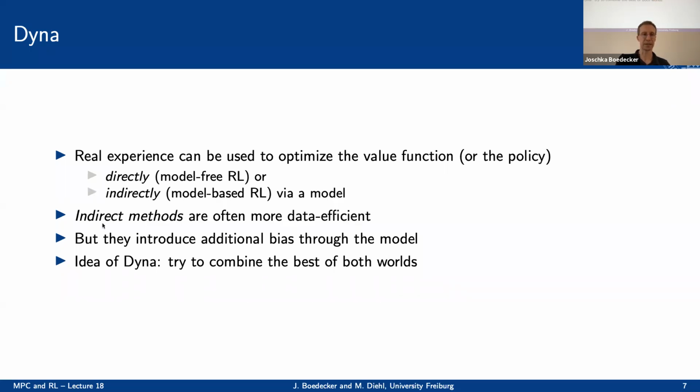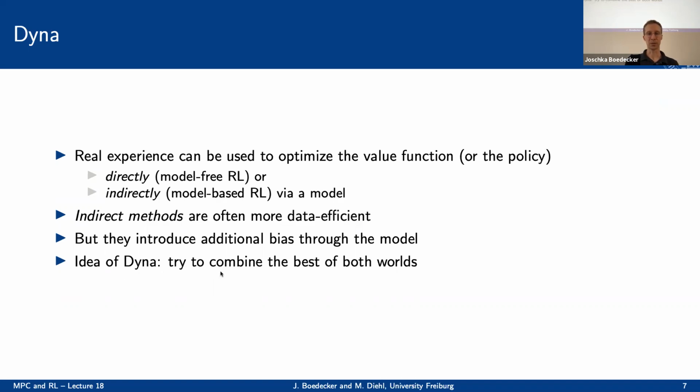And as I said, these indirect methods tend to be more data efficient. You need to have less real interaction with the real environment because, once your model is trained to a reasonable degree, you can generate data that is useful already to train the value function and produce reasonable estimates. But of course, these models are initially very wrong. You just initialize them randomly, and they therefore also introduce another source of bias into the whole learning process.